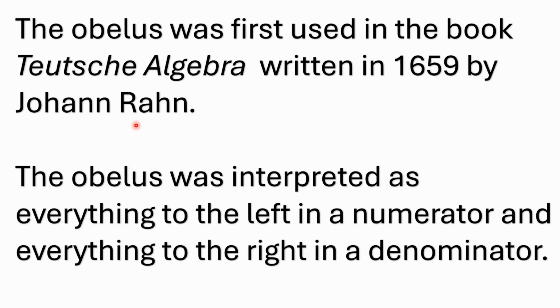And there is a book, was it Johann Rahn? I think he was a Swiss mathematician, if I remember right, but the obelus was first used in that book way back in 1659. The old interpretation of it back then, and it's even shown up in more recent text, I think even in the 1800s, I don't know much beyond that, was that everything to the left was in the numerator and everything on the right was in the denominator.